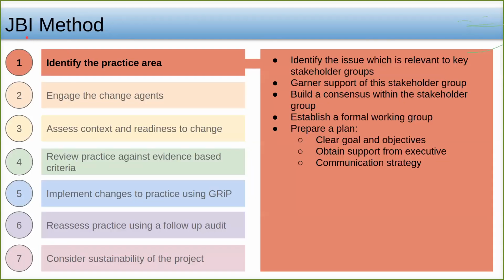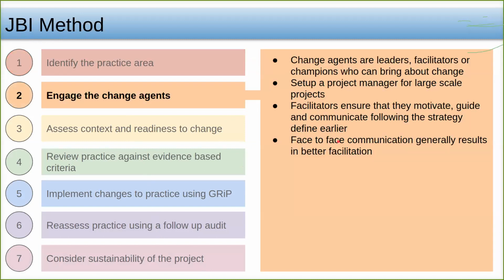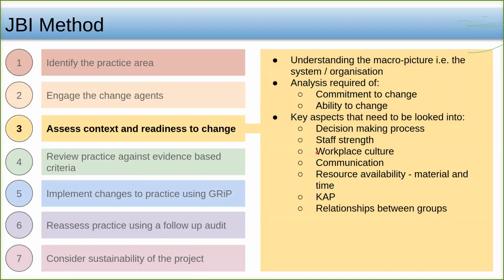If you go to the Joanna Briggs Institute, they have a 7-step process which they recommend to be followed whenever you're trying to implement evidence. First is to start with identification of the practice area, which basically involves preparation of a plan or a protocol. Engaging the change agents, people who will bring about the change, is very important. Building up team-based communication strategies is important. Next, assessment of the context and readiness to change.